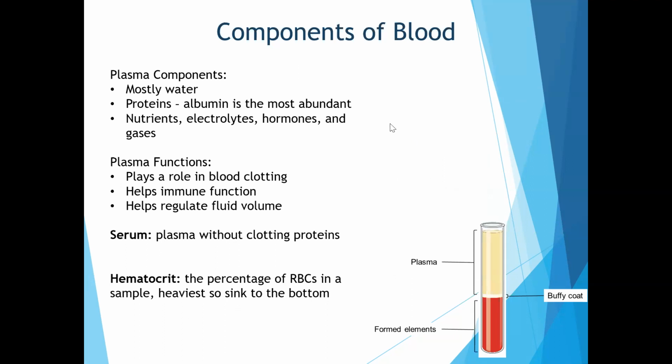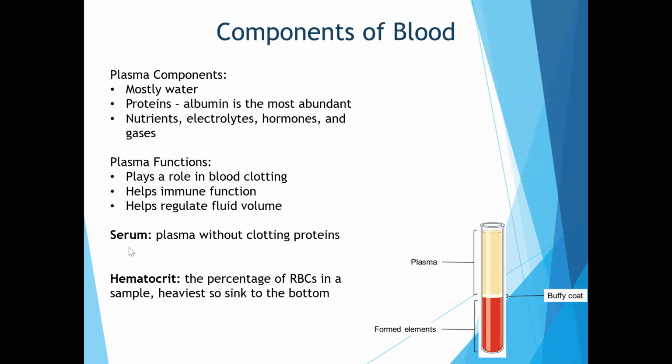Okay, so our plasma components themselves, it's mostly water. That's why it looks relatively clear. It also has some proteins. Albumin is the most important one to remember. It's just the most abundant. Our nutrients, electrolytes, hormones, gases, all the water soluble stuff is going to be found in the plasma. Because of the proteins, it has a role in blood clotting. It carries some of our clotting factors with it as well. It can help immune function. And it also helps us regulate our fluid volume since there's a lot of water in it. Changing the concentration of the plasma can regulate that fluid volume.